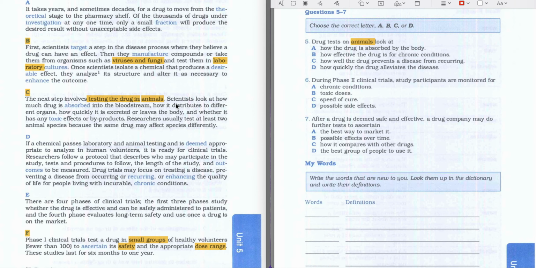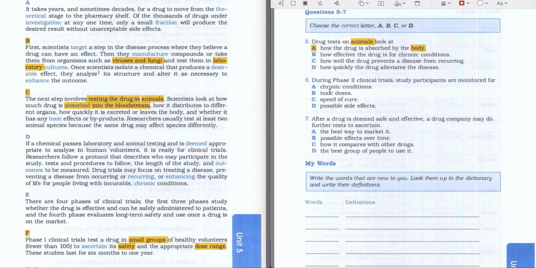So scientists look at how much drug is absorbed into the bloodstream, how it distributes to different organs, how quickly it is excreted or leaves the body, and whether it has any toxic effects or byproducts. Researchers usually test at least 2 animal species because the same drug may affect species differently. So here we were saying about the way it's absorbed into the bloodstream, and it's absorbed by the body. So basically bloodstream, body. So the answer to the first question is going to be A.